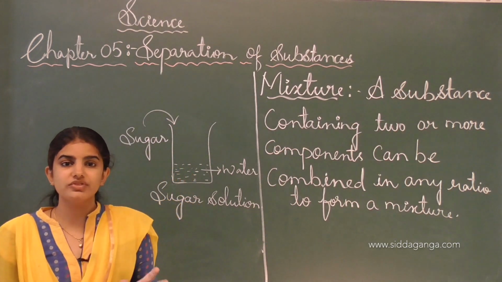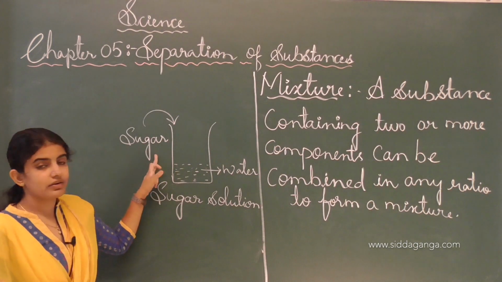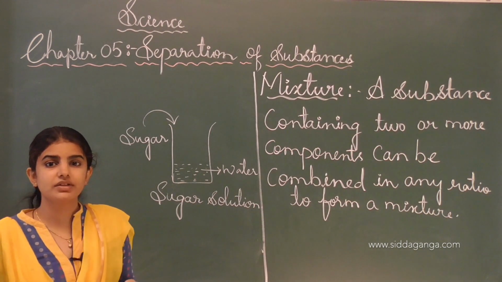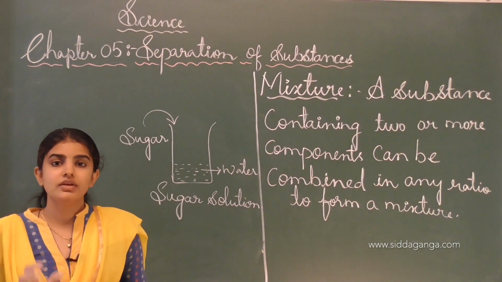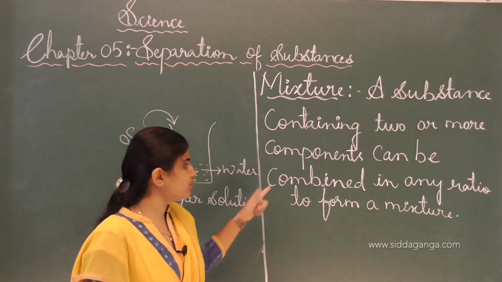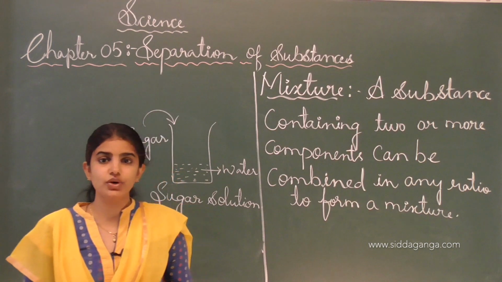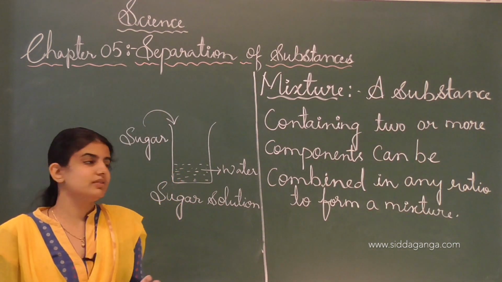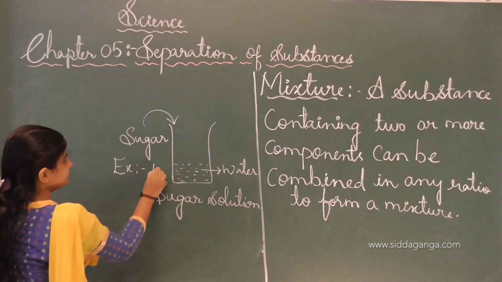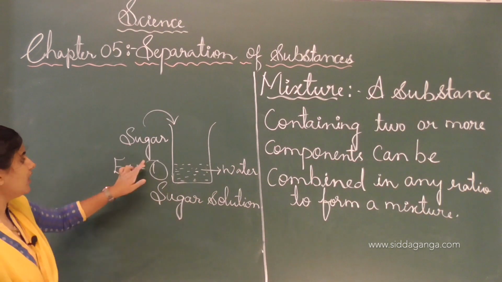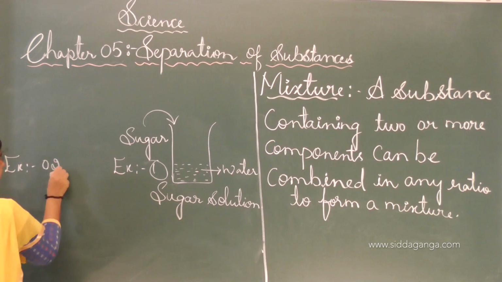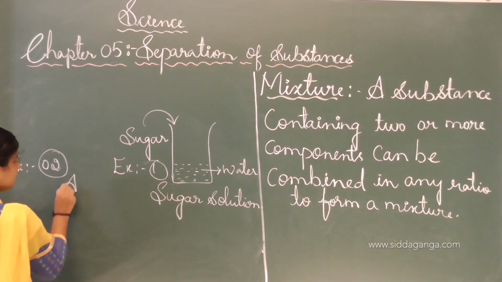Two or more substances which we mixed in the water combine to form the mixture. Now we can easily say the definition of the mixture: a substance containing two or more components can be combined in any ratio to form the mixture. This is how the mixture will be there. This one is example 1, and one more example is there, and that one is example 2. That one is air.